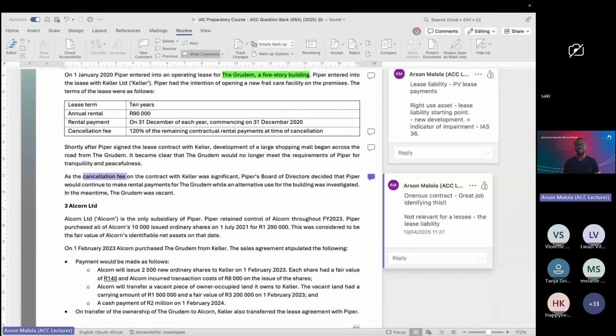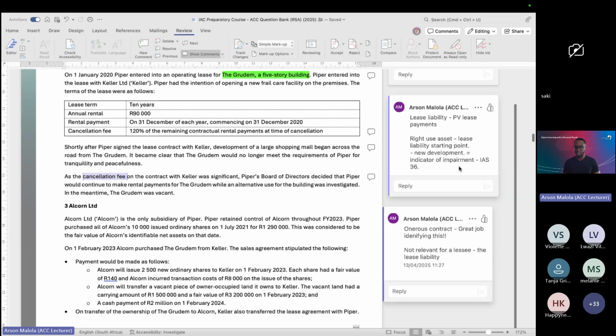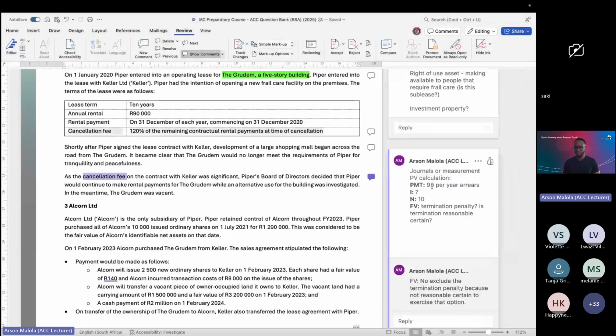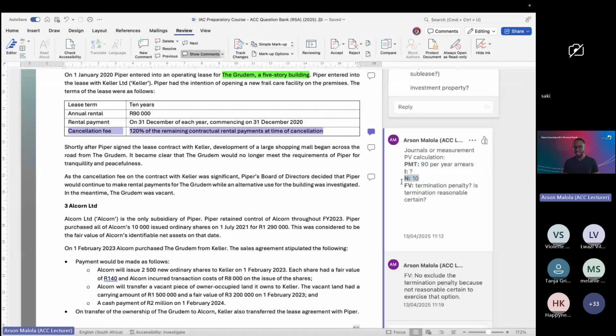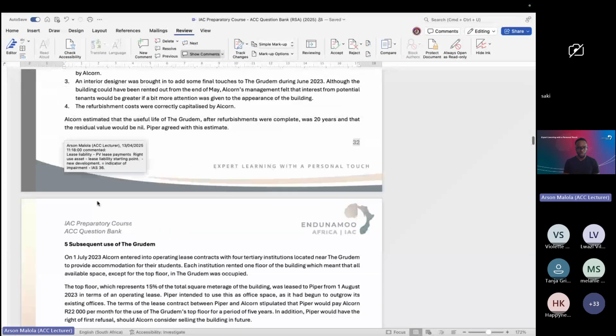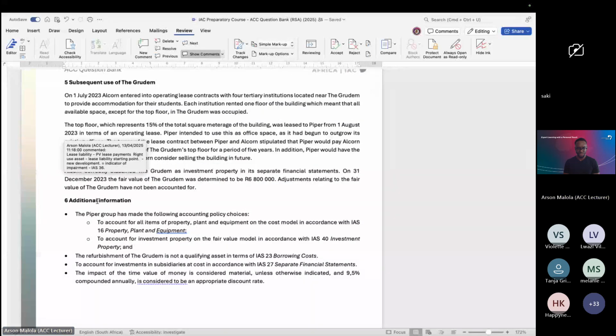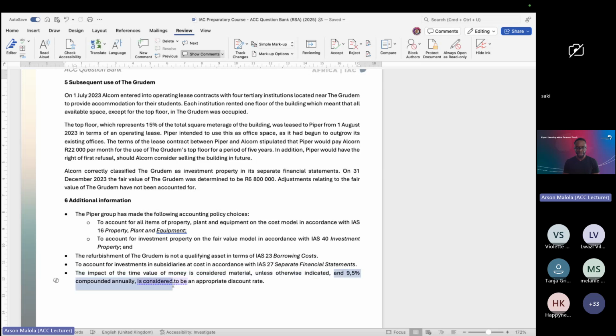Without going into too much detail, the only piece that I'm just thinking about. So coming back to my thing here, we've discussed the lease payments, we've discussed the tenor, we've discussed the future value. What about I? I'm actually just going to go to the additional information because I think there's more context for us down here. There we go. So the impact of time value of money is considered material unless otherwise indicated, and 9.5 is an appropriate discount rate. So that's the only discount rate that we have.